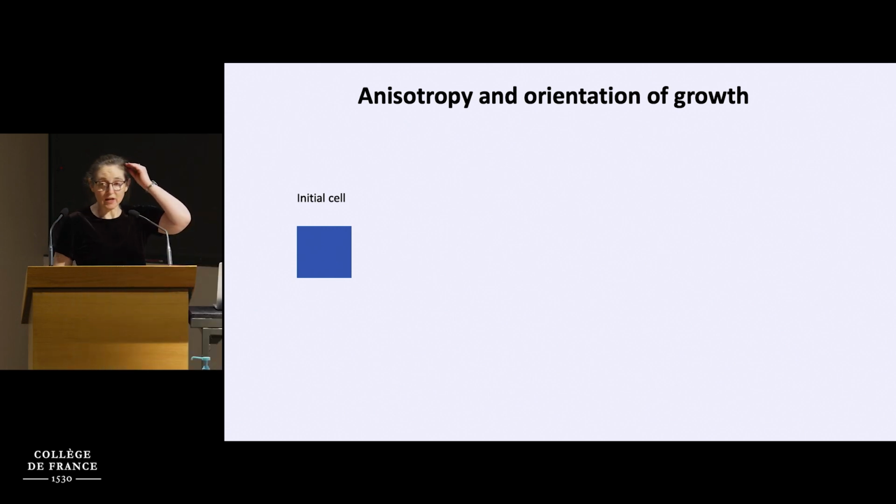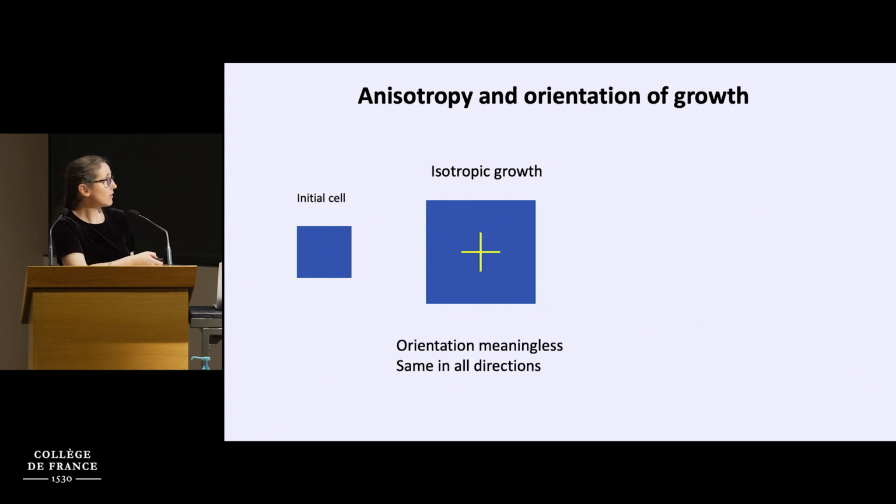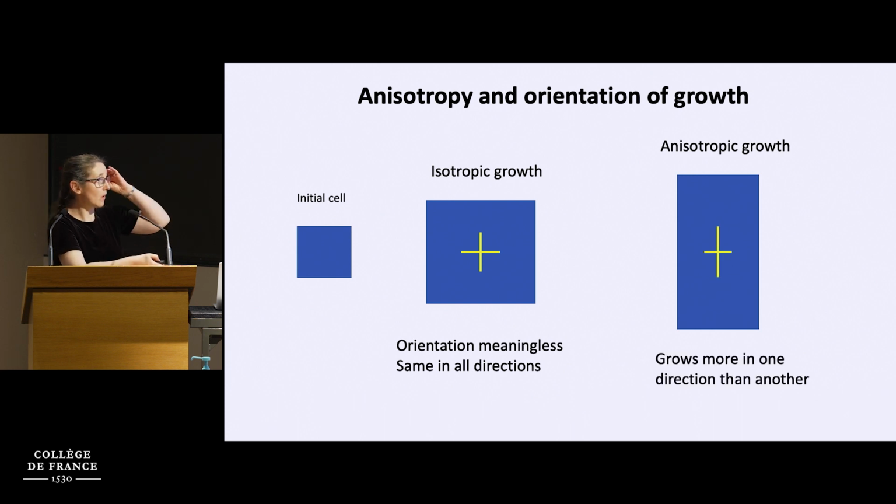Then we looked at anisotropy of growth. So how much is it growing tall versus wide? And so if we have an initial cell that's square, it undergoes isotropic growth, it's going to grow the same in all directions. We put a little cross in it to indicate same in all directions. If we have anisotropic growth, then it's going to grow taller than wide, and we are mostly going to focus on these lines here where it's growing the main orientation of growth.